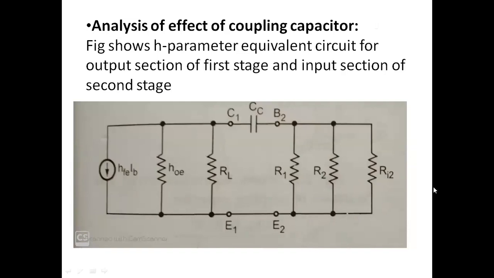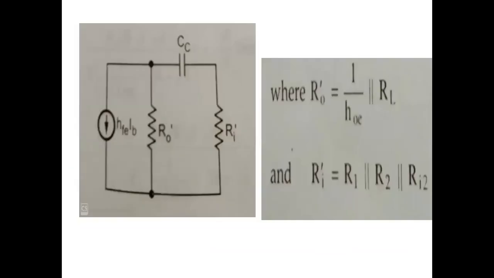The remaining elements are neglected here, because we are focusing on the effect of the coupling capacitor on the circuit at different frequencies. This section represents the output section of the first stage, and this section represents the input section of the second stage, and these two stages are coupled together. Now we draw the further simplified equivalent circuit: the H parameter equivalent circuit is simplified, as shown in this figure.